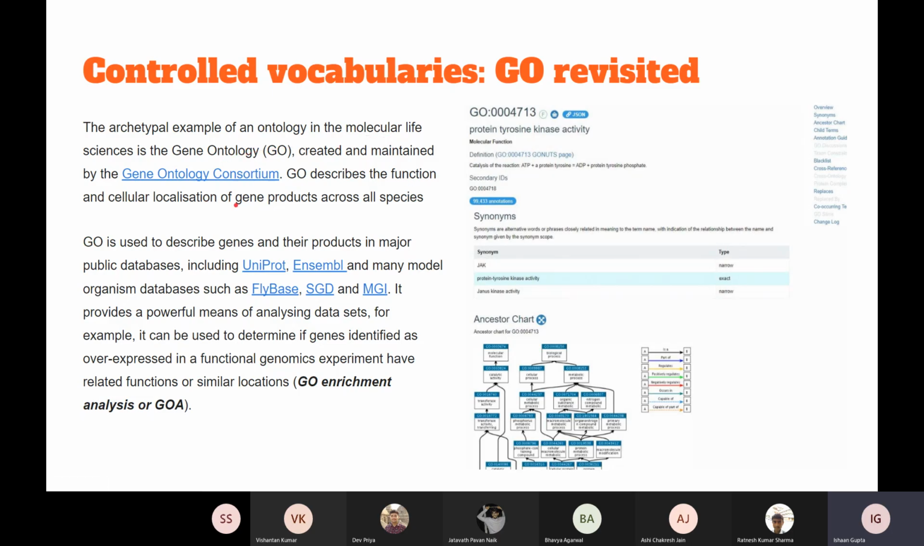It describes function, cellular localization, and a process in which a gene product is used. So ontologies are used to describe genes and their products in different public databases. You've already seen those. And this allows you to do what's called gene enrichment analysis, something that I'm going to talk about later in the course. And this is how a typical ontology looks like.